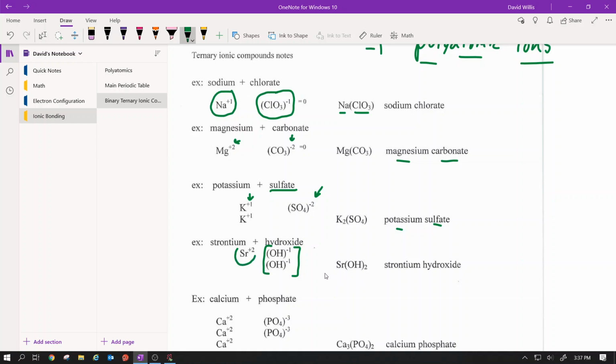Hydroxide, is that where hydrogen peroxide comes from? A little different. It sounds like, yeah, they do have similar endings.